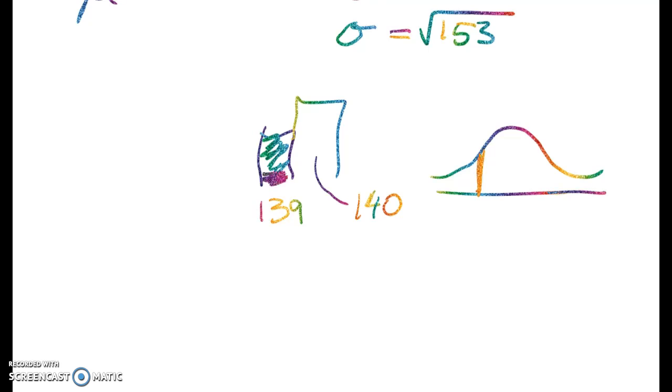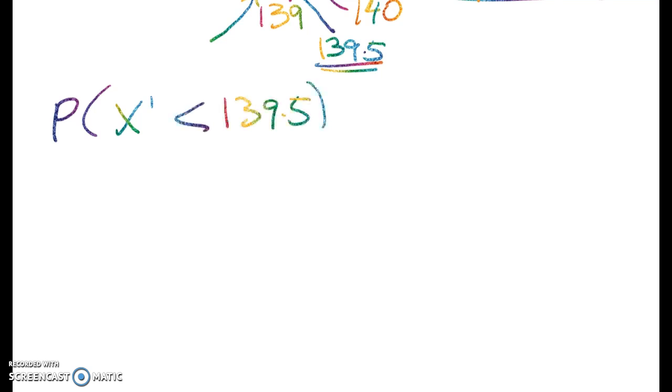The way we do that is we look at the bar that we want to include, 139, and ask, what are the endpoints? The top endpoint is 139.5. So what we're going to find now is the probability that X bar is less than 139.5, where X bar is my normal approximation.